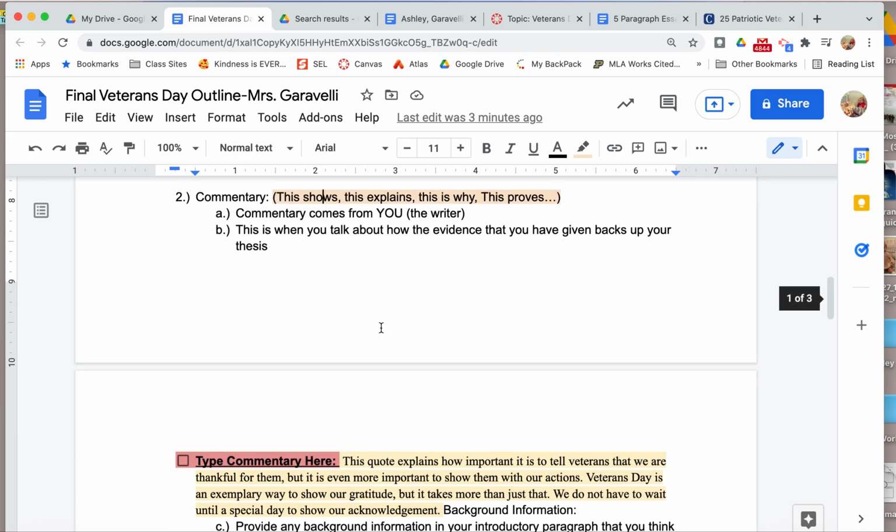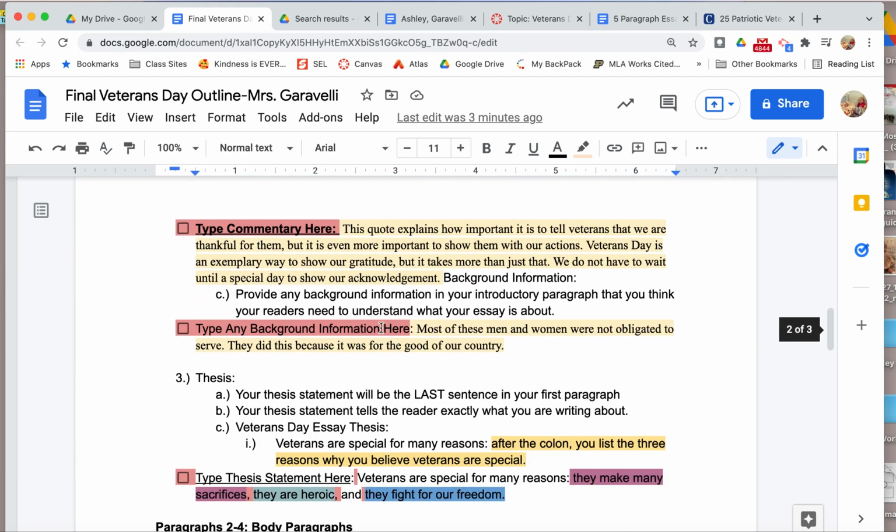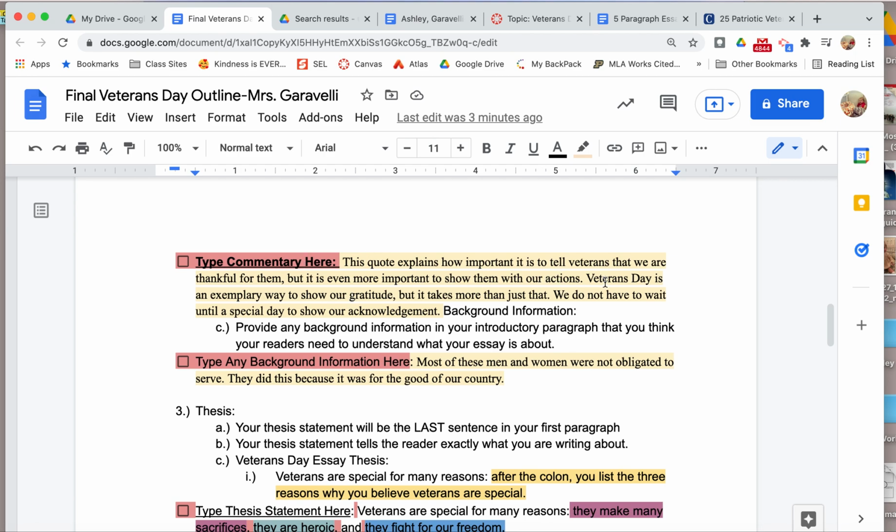So my quote, you already read it. So this is what I wrote. This quote explains how important it is to tell veterans that we are thankful for them, but it is even more important to show them with our actions. Veterans Day is an exemplary way to show our gratitude, but it takes more than just that. We do not have to wait until a special day to show our acknowledgement. Okay, then this needs to go here.